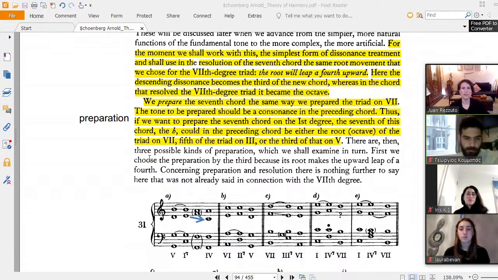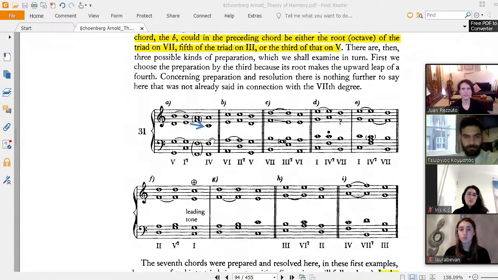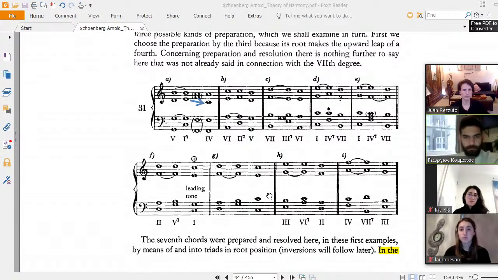Here are then three possible kinds of preparation, which we shall examine in turn. First, we choose the preparation by the third, because its root makes the upward leap of a fourth. Remember that we just said it's the same root relationship. You have the seventh degree, the B, which resolves to the E, a fourth upward. Concerning preparation and resolution, there is nothing further to say here that was not already said in connection with the seventh degree.